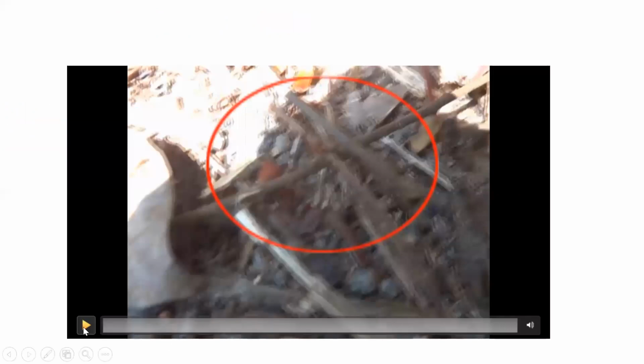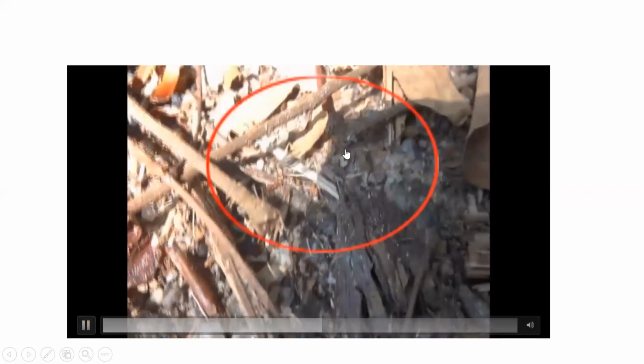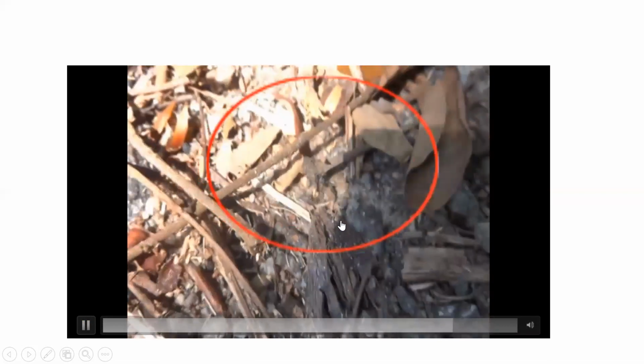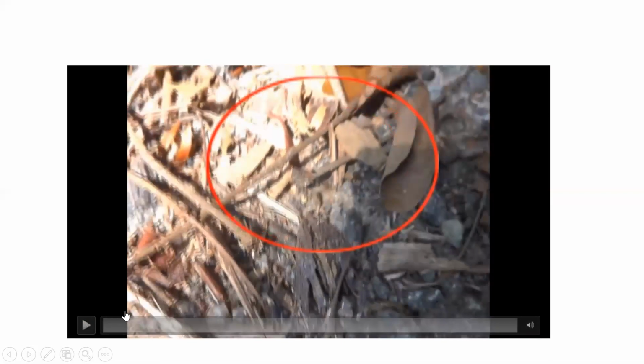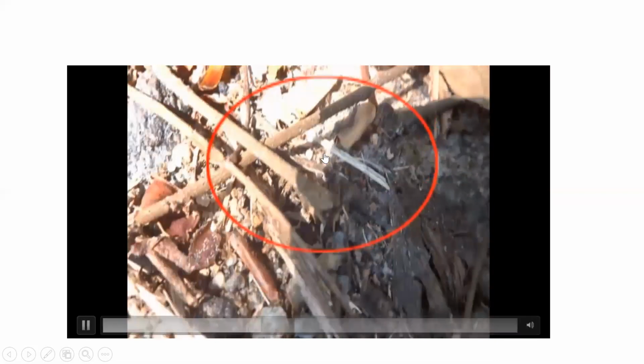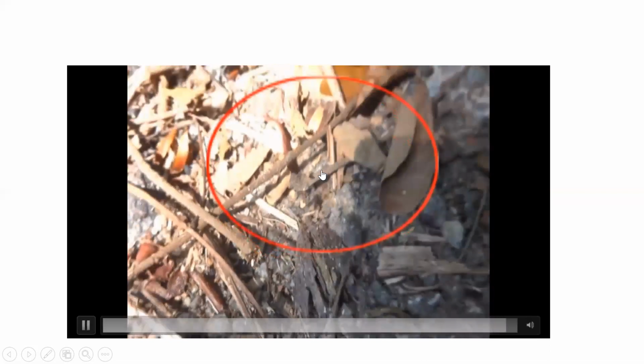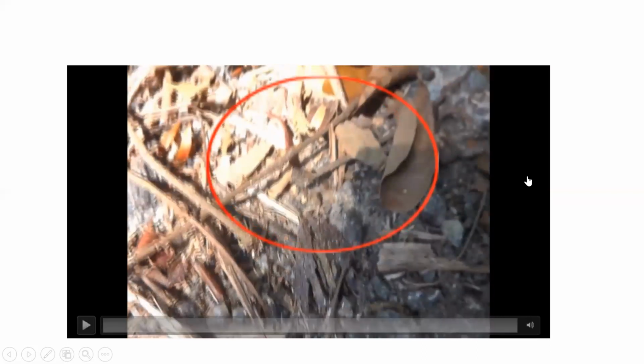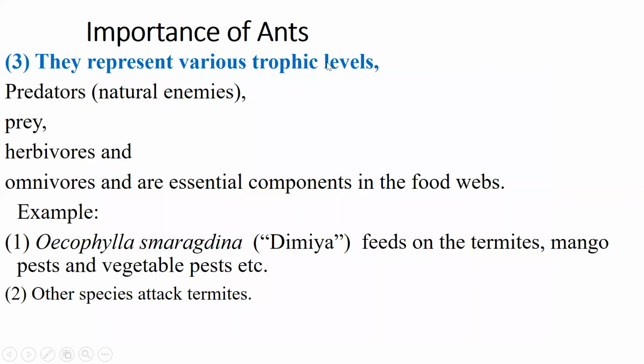Actually, this is a video I recorded. Look at it. This is Ambelea carrying a dead insect. Ambelea carrying a dead insect. I'll show you again. Can you see this? Ambelea carrying a dead insect. So if there are 100 Ambeleas in the environment, you can actually imagine their role.